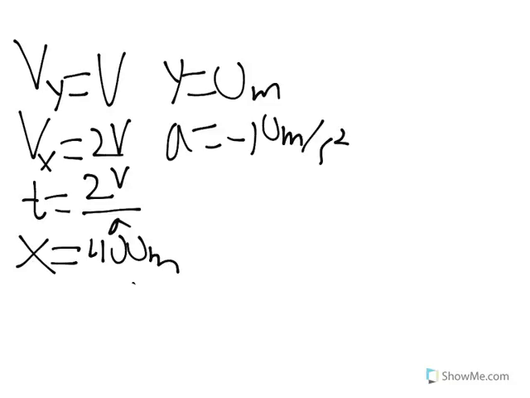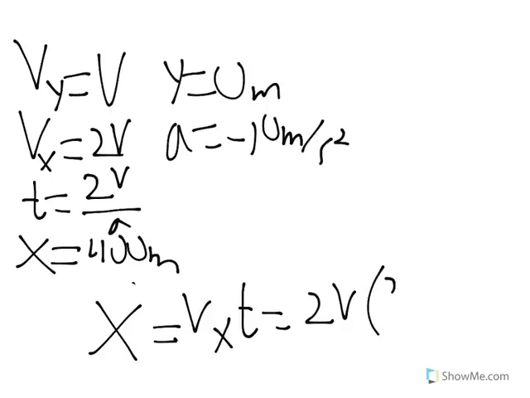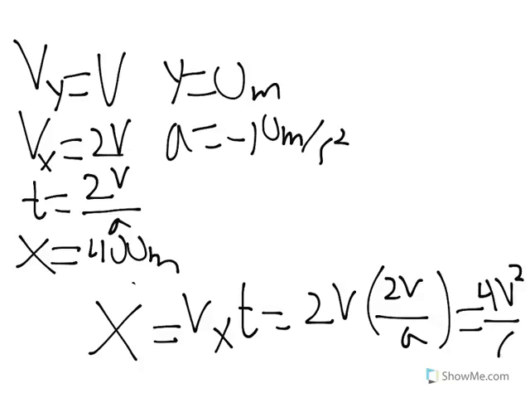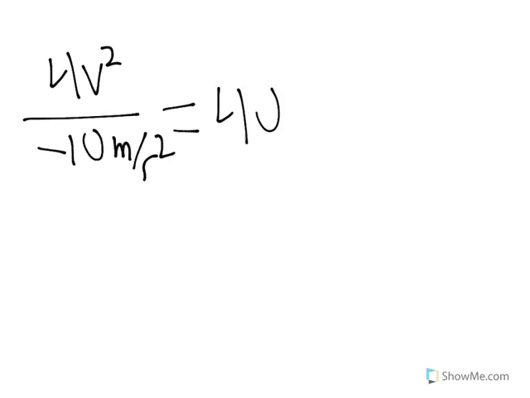So now we can go to using a different equation. We say that x position is going to be velocity in the x direction times time, which is 2v times 2v over acceleration, equals 4v squared over a. And we also know that x happens to equal 400 meters. So let's try to solve that out. 4v squared over negative 10 meters per second squared equals a change of 400 meters. And that should be positive, not negative down below, because we had our signs backwards earlier in the problem.